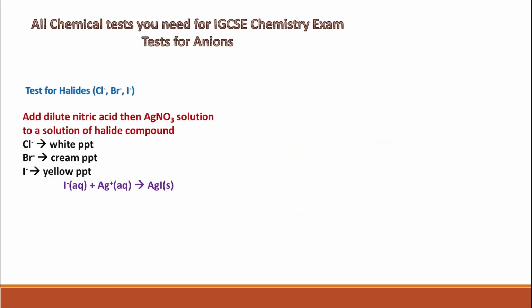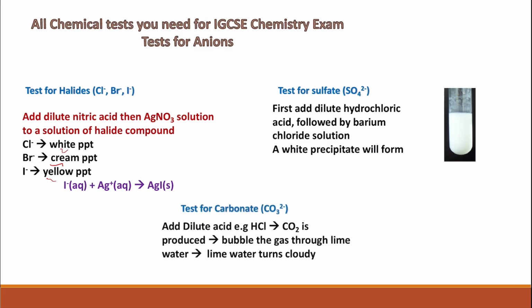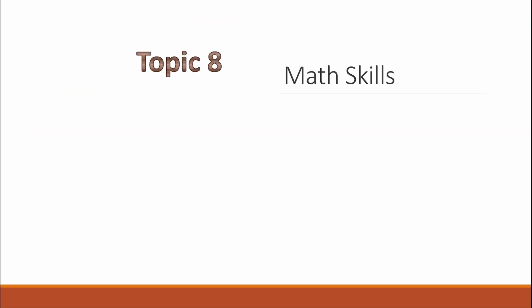And finally, tests for anions. Test for halides: chloride, bromide, and iodide. This is using silver nitrate, where chloride gives a white precipitate, bromide a cream precipitate, and iodide a yellow precipitate. And test for sulfate, where first you add dilute hydrochloric acid, followed by barium chloride, and a white precipitate will form if you have sulfate. And finally, the test for carbonate, which is by the addition of dilute acid, where carbon dioxide is produced. You will bubble the gas through lime water to test for carbon dioxide gas, as we said before, and the lime water will turn cloudy.